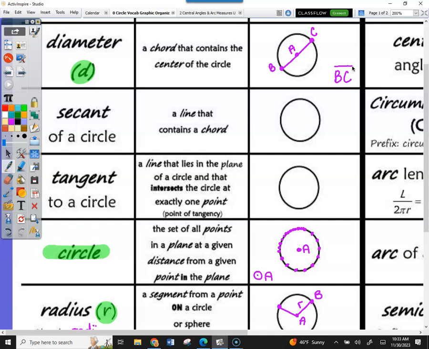Okay, going back to the last vocab word, can you tell me how many radii are drawn in that picture? Two. There's two. Two radii. Can you name one of them? AC. Very good. AB. Very good. AC and AB, right? You with me?